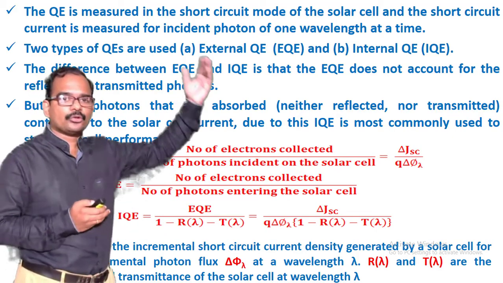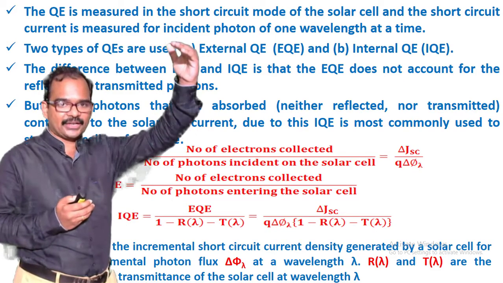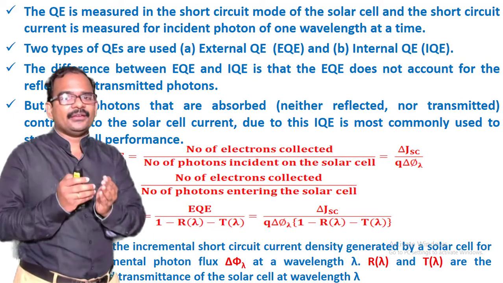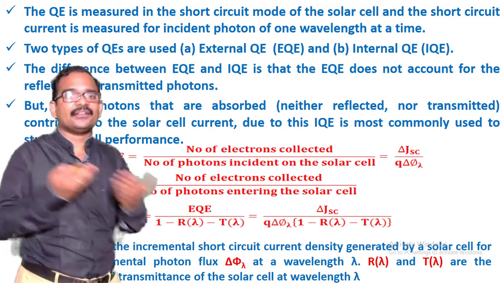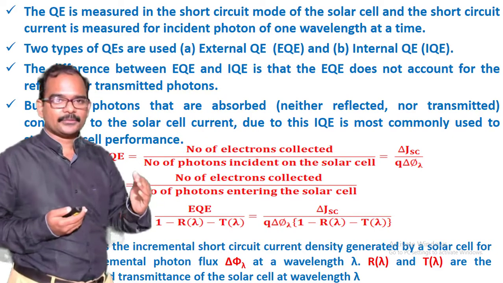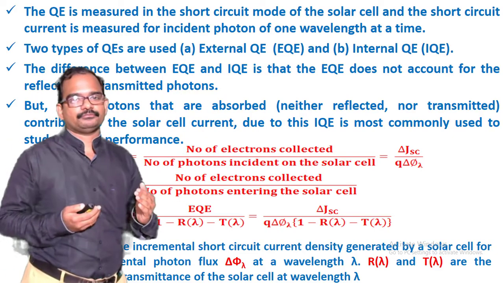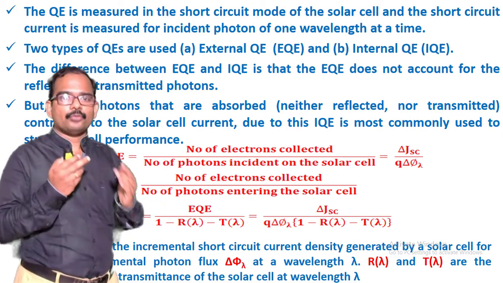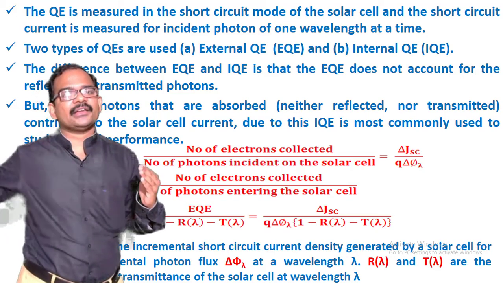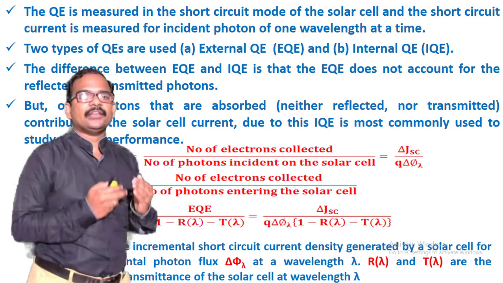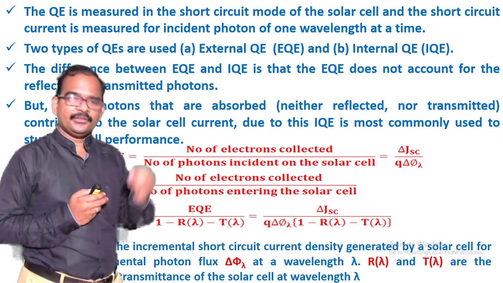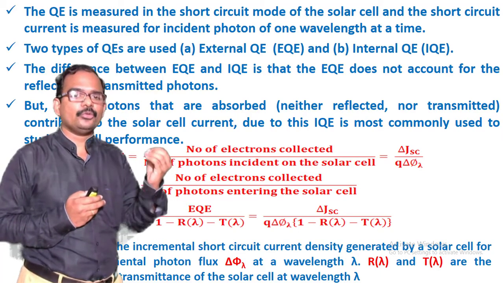We know that whenever photons are incident on a solar cell, some of them will be reflected and some of them will be transmitted, right? This EQE does not account for reflected and transmitted photons. Say, for example, 10 photons are striking the solar cell, of which one photon got reflected and one photon got transmitted from the rear side of the solar cell. And then what is the net amount of photons we have? 8. Right. And say for example, these 8 photons contribute to 8 electrons.